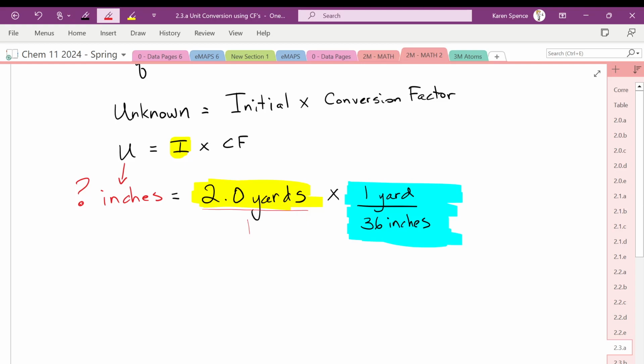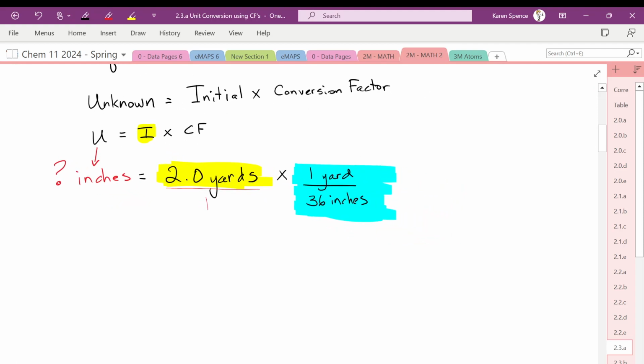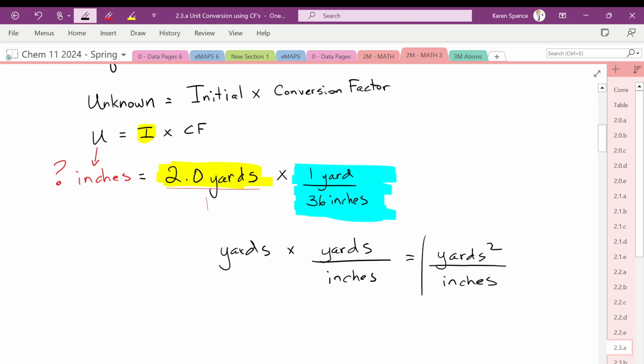And then I'm going to look at this and I'm going to say, oh, this isn't going to work. What would I get if I did the question this way? What would my unit be? I would have yards times yards over inches. Do you see why we spent some time fussing around with units earlier? It's so that you can recognize that this would be yards squared over inches. Did I, in fact, solve for inches?